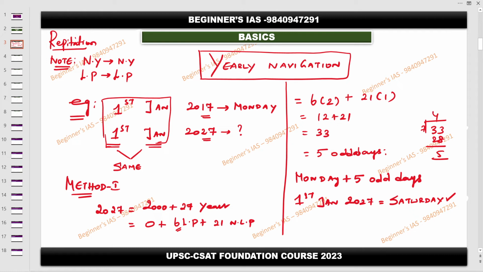Understood? Sir, one doubt, sir. Yes. Sir, 27 years were the length, sir. And the 6 leap years, up to 20.